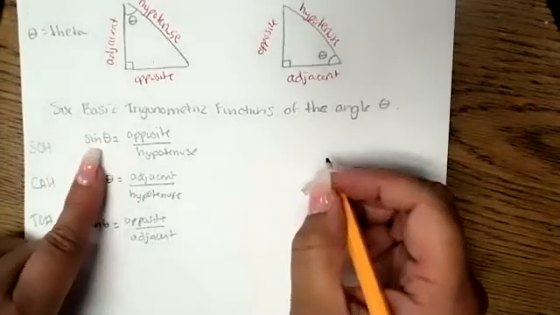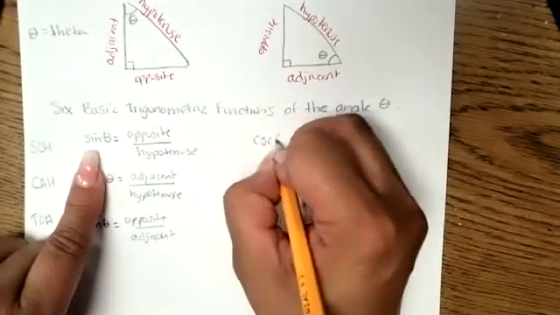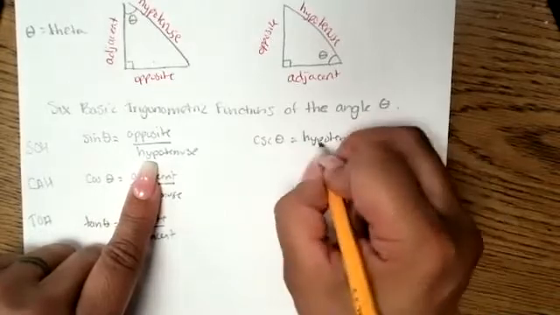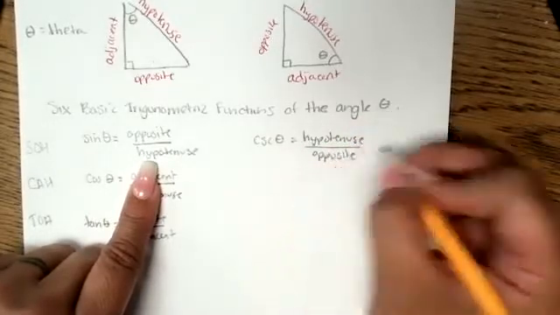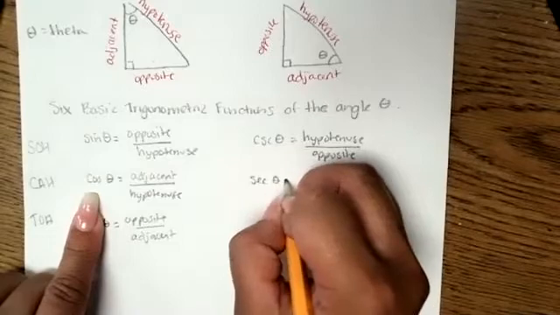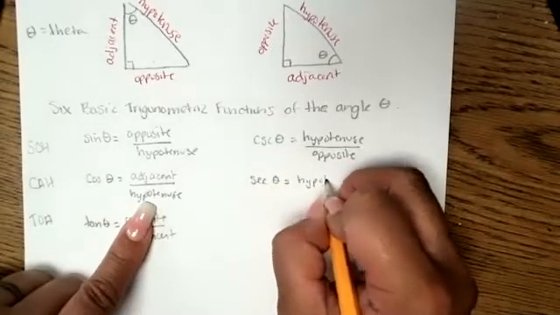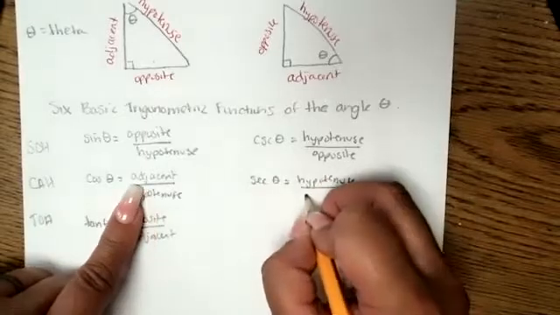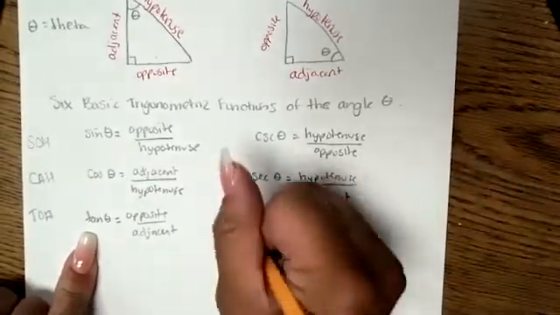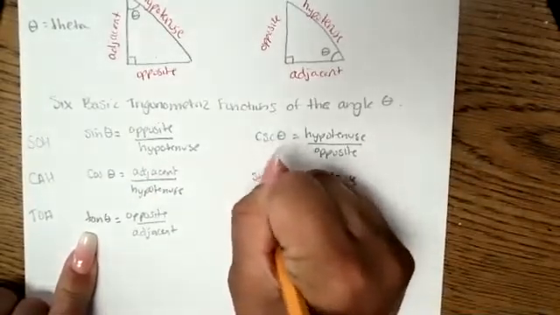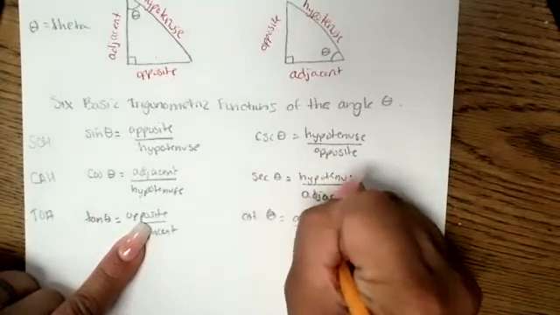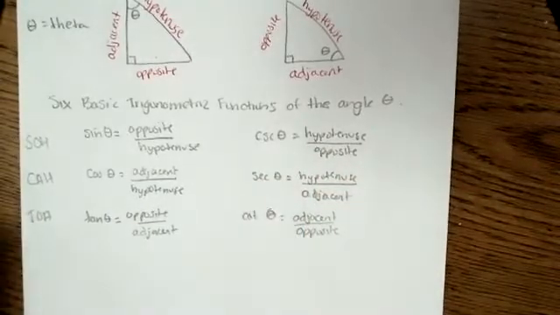The reciprocal of sine is called the cosecant. And it's basically just a reciprocal. So the hypotenuse is going to be the numerator, and the opposite is the denominator. The reciprocal of cosine is going to be secant, and that's going to be hypotenuse over adjacent. And then the reciprocal of tangent is cotangent, and that is going to be the adjacent over the opposite.